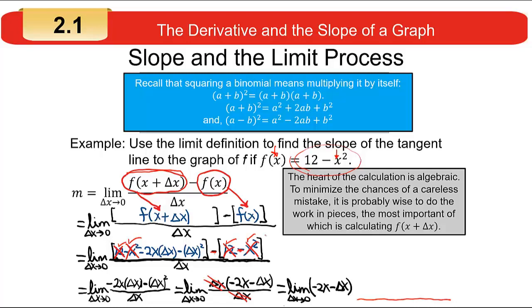But remember, we're doing the limit as delta x goes to 0. So if you let delta x be 0, we end up with the final result that m, the slope of the tangent line, is minus 2x. And that's how you do it using the definition.